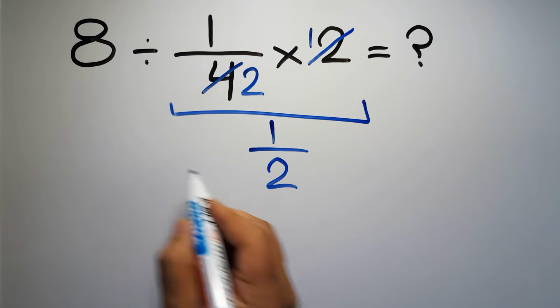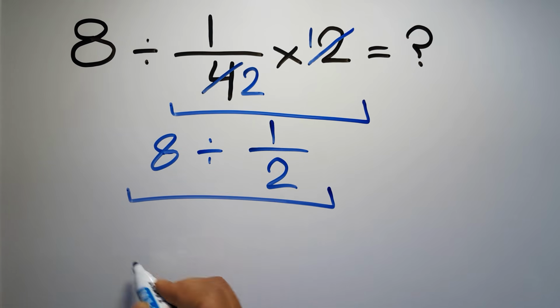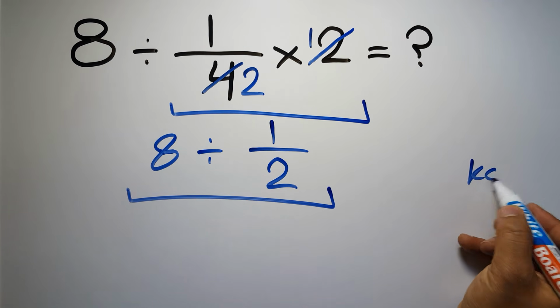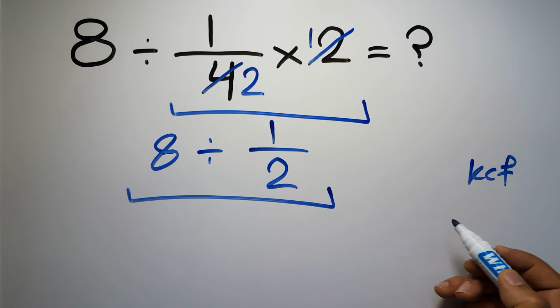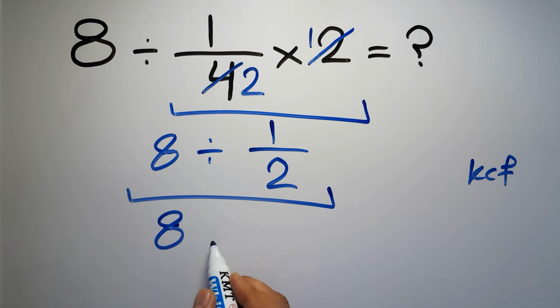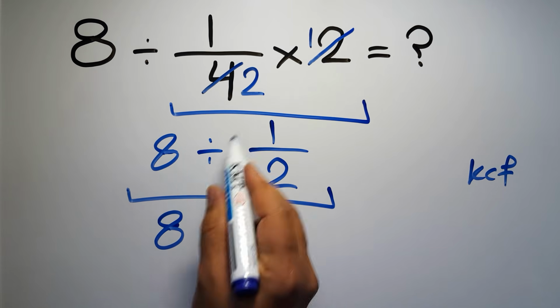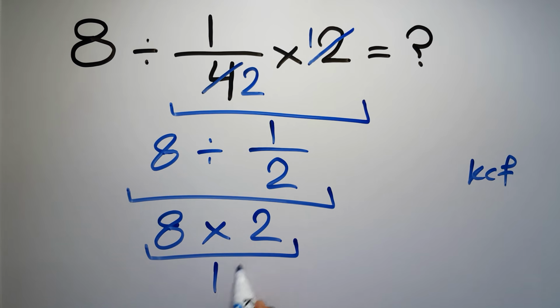And 8 divided by 1 over 2. According to the KCF rule, K stands for keep, C stands for change, and F stands for flip. We can write keep the first fraction, change division to multiplication, and flip the second fraction. So we have 8 times 2, which equals 16.